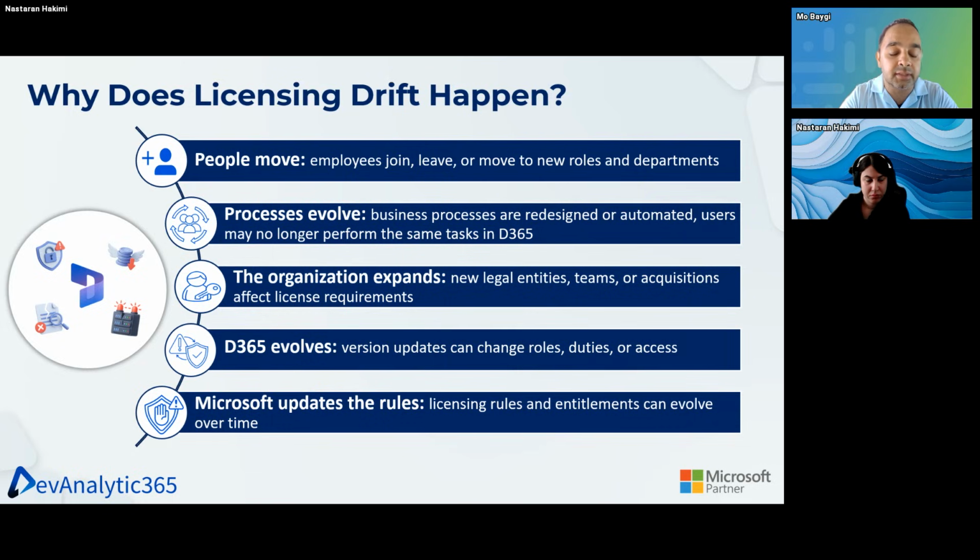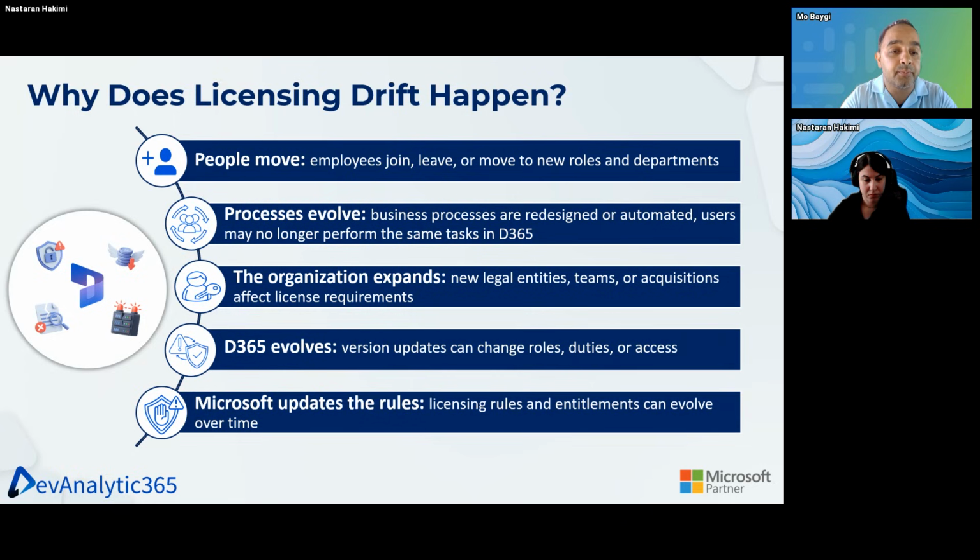Process evolves. That's the second reason why your licensing is impacted, because you change things. You add a new module in D365. You bring in an ISV that changes your security roles, or you assign new security roles for that ISV. So things like that potentially could change your licensing as well. Your organization could expand. All organizations are a live entity, so you could have new legal entities, new teams, acquisitions, all that. And obviously, the more you grow, the more users you need to add in D365.